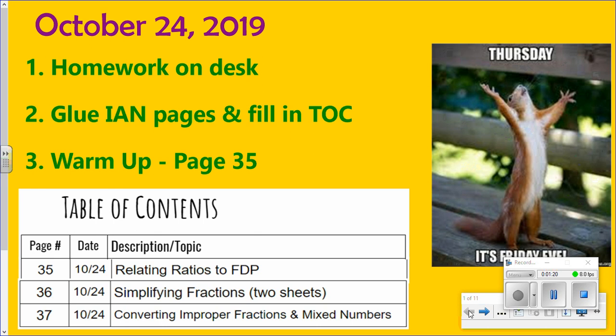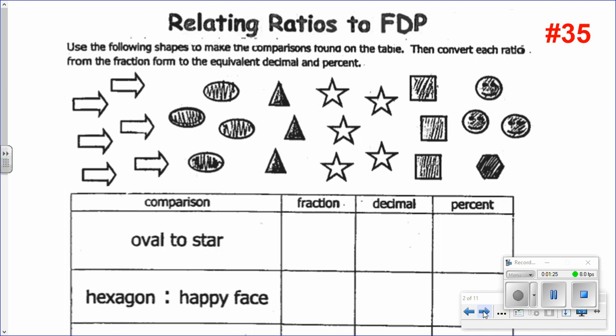After you get those glued in and your table of contents filled in, I want you to do this right here just to get you started. In the first column, you're going to make a ratio, and we know a ratio can be written 3 ways. The first way is using words, for example, oval to star. There are 4 ovals, 1, 2, 3, 4, and 5 stars, 1, 2, 3, 4, 5. So the ratio of oval to stars is 4 to 5.